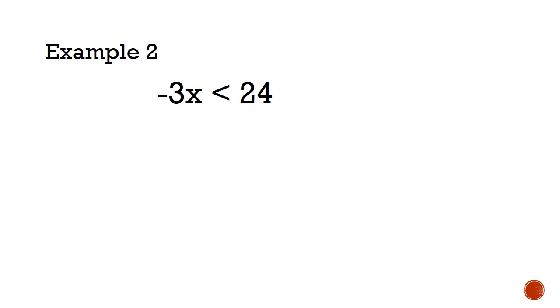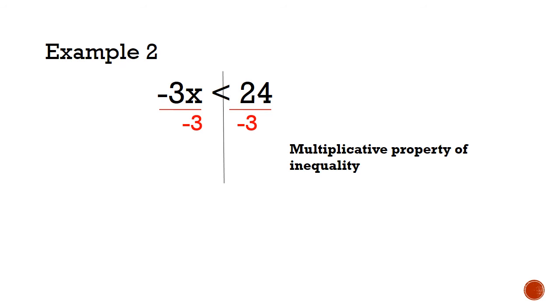Example number 2, we have negative 3x less than 24. And to solve this inequality, we need to divide both sides of the inequality by negative 3 using the multiplicative property of inequality. The only thing that we said is going to be different in this case is that since we're dividing by a negative number, we have to switch the inequality sign for the solution, which makes me end with x greater than negative 8.